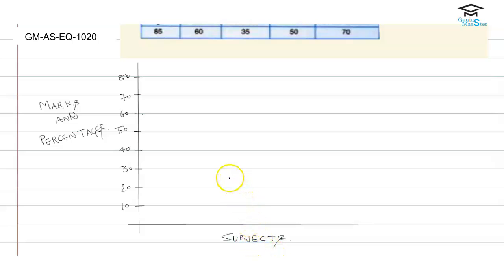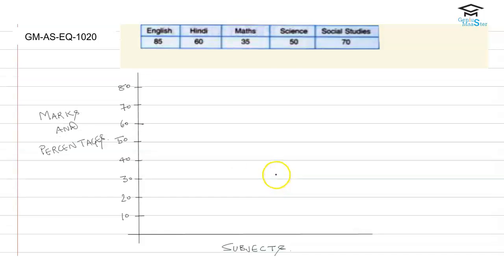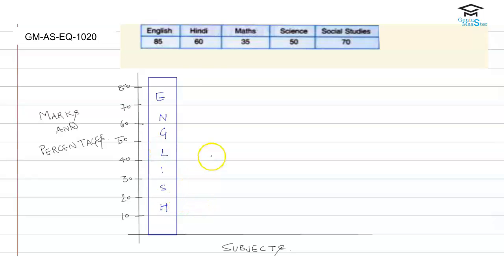In English the marks obtained by Ashok Kumar is 85. So let's draw. So it is a bar diagram of English. Now the next is Hindi and the marks is 60. So let's draw. So it is a bar of Hindi.